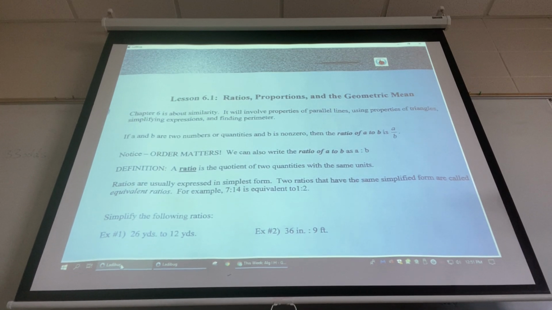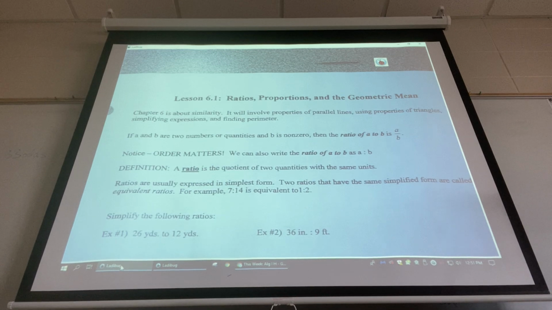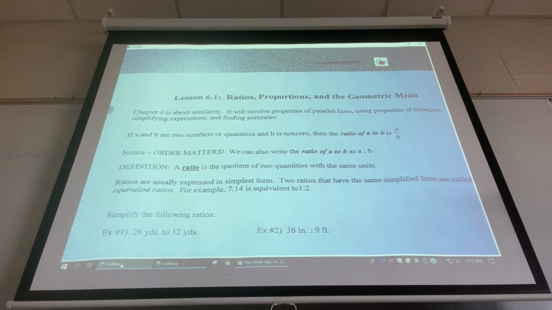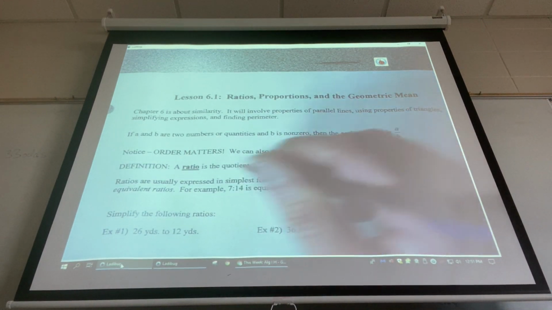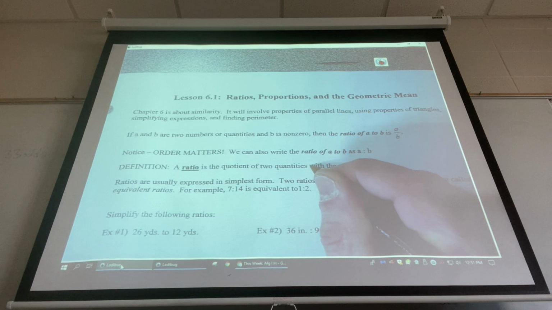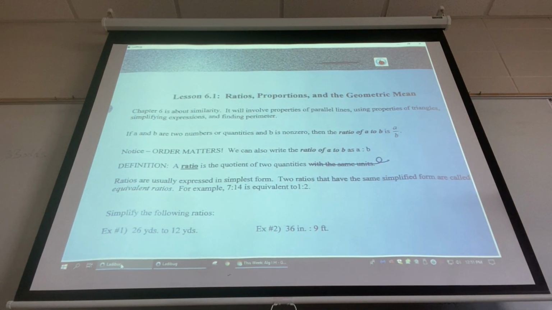The definition here says a ratio is the quotient of two quantities with the same units. I don't like that definition, and I would rather it just say a ratio is the quotient of two quantities. The reason I say that is because I just gave you a bunch of examples where the units were not the same. For example, minutes and miles. Those aren't the same measurements, are they?